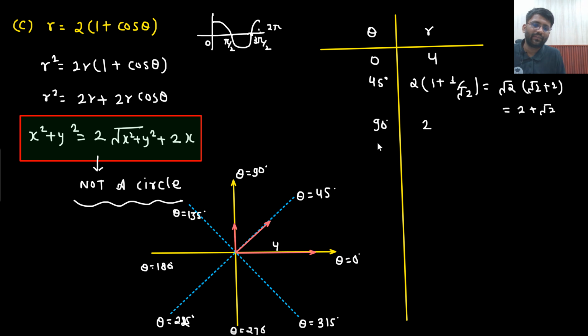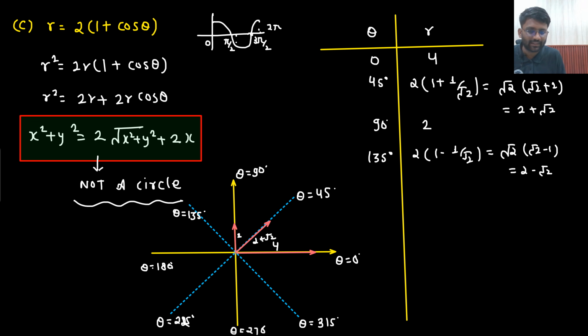When theta is 135 degrees, cos 135 would be here. That will become 2 into 1 minus 1 by under root 2, which will become under root 2 minus 1, which will be 2 minus under root 2. So 2 minus under root 2 would be even lesser than 2. This distance is 2, this is 2 plus under root 2, and now 2 minus under root 2 will be even lesser than 2. So this distance would be even lesser.